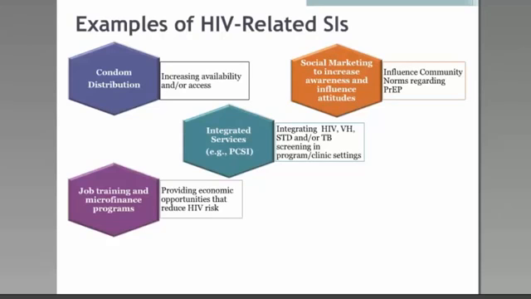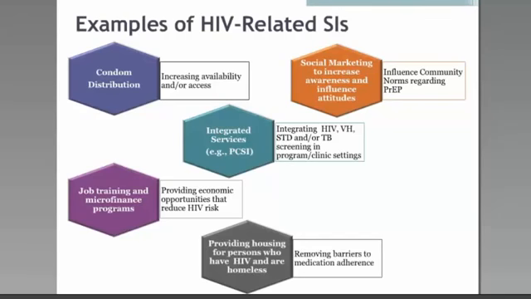Job training, microfinancing programs, and that's where you were offering some sort of a small grant, if you will, for people to begin their own businesses, and that's operating on the economic level. We know that low socioeconomic status is correlated with negative health outcomes. Housing. How in the world are you going to be able to keep something in a refrigerator or adhere to your medications if you're homeless? Those are barriers that are so big that a lot of people feel like they can't do anything about, and yet in numerous studies with numerous different health conditions, lack of housing is correlated with very poor health outcomes.